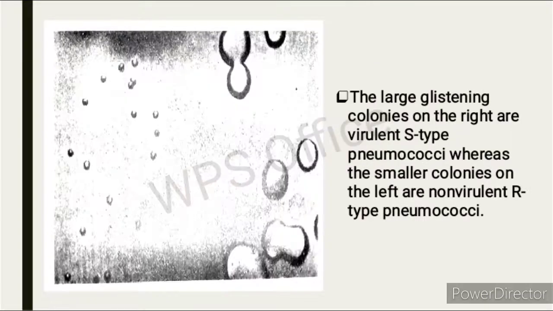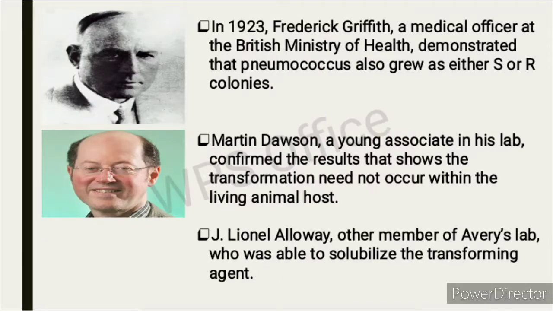In this figure, these large glistening colonies on the right are virulent S-type pneumococci, whereas the small colonies on the left are non-virulent R-type pneumococci, as discussed below. The cells in these particular S colonies are the result of transformation of R bacteria by DNA from heat-killed S pneumococci. In 1923, Frederick Griffith, a medical officer at the British Ministry of Health, demonstrated that pneumococcus also grows as either S or R colonies, and furthermore, the two forms were interconvertible, that is, on occasion an R bacterium could revert to an S form or vice versa.